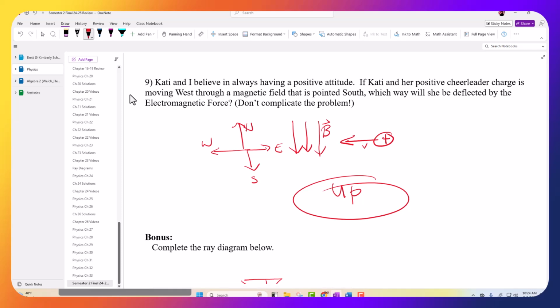So again, if Katie actually was a positive charged particle running down the hall and there's a left pointing magnetic field, she would take off and leave the ground. Okay?